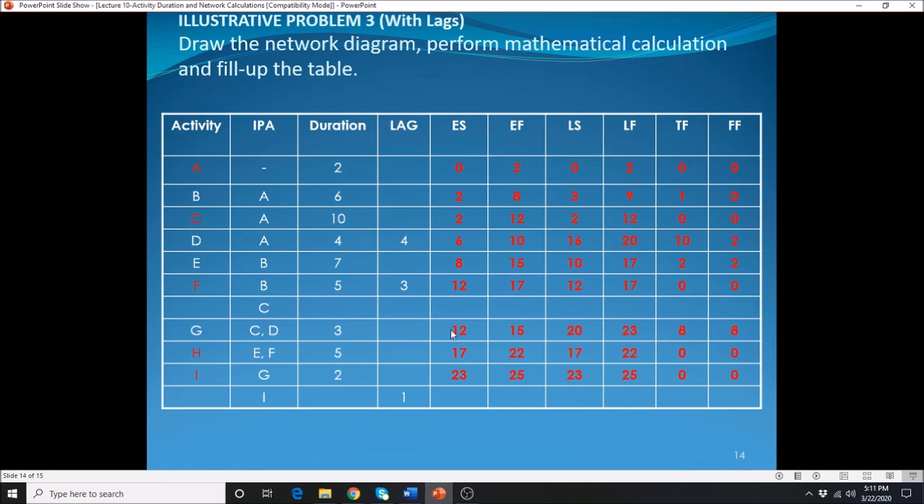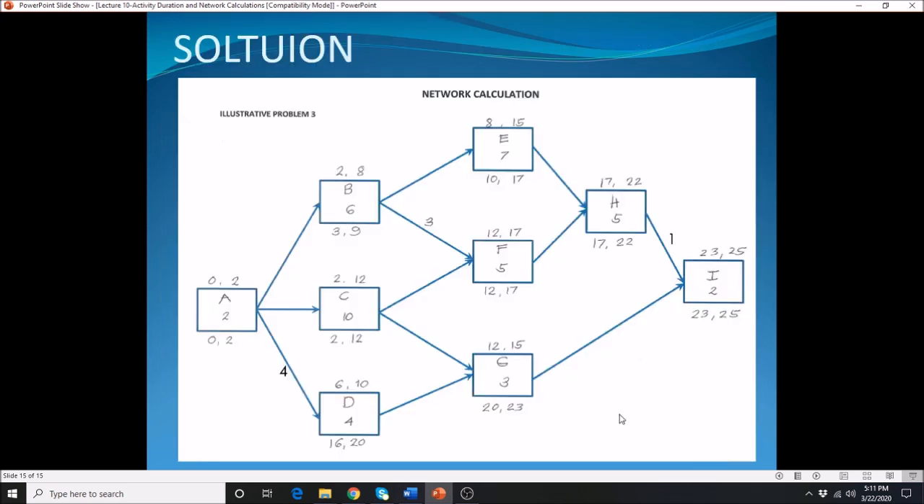So again, plug in those numbers into your table. And there you go. And one thing I want to emphasize again is that your FF must always be lower than or equal to your TF. Never that you have an FF that's greater than your TF. If you have that, go back and check your calculations. Alright guys, so that is how you perform the forward and the backward calculations.